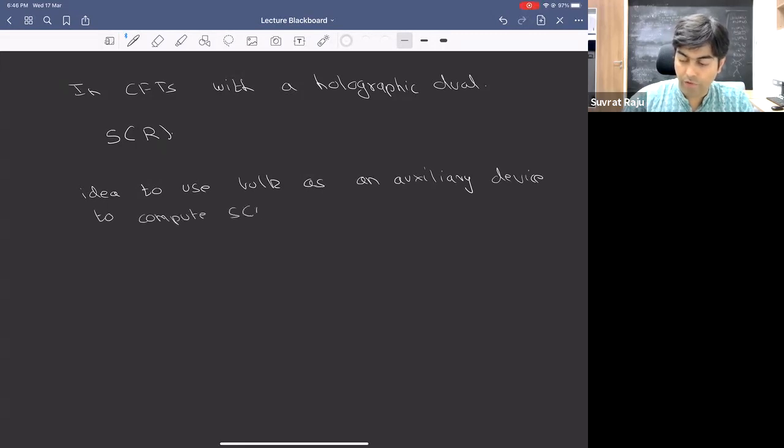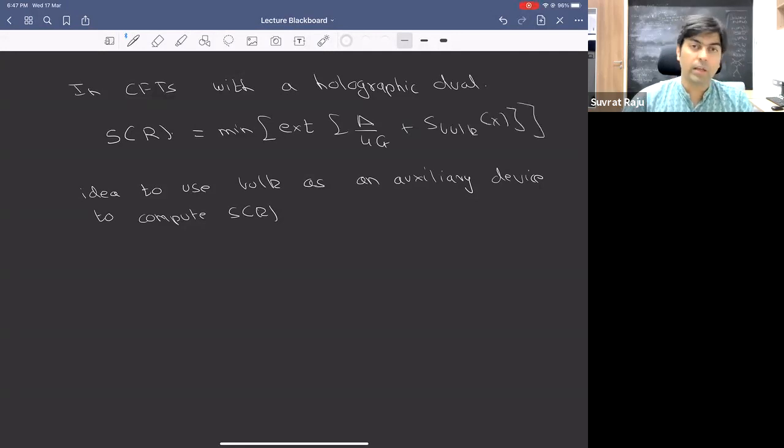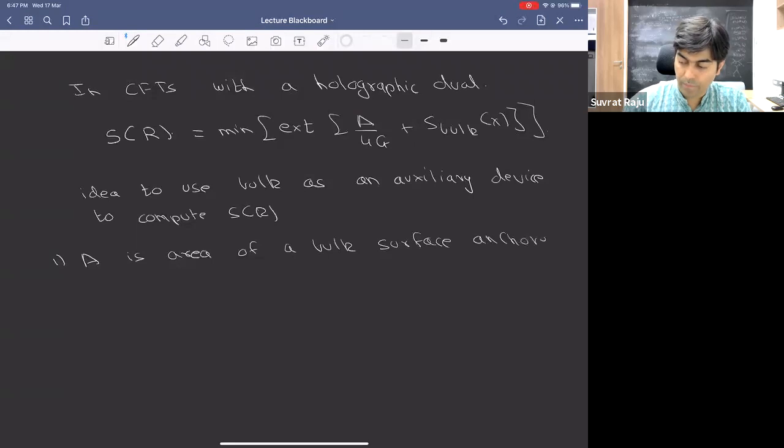And the formula for S of R is that in the bulk, let me just write down the formula. Okay, I'll explain the terms in the formula. So the idea is that first you find an extremal surface which has area A and which is anchored on the region R. Okay, so A is the area of a bulk surface anchored on R. Okay, X here is the region between the surface and R.